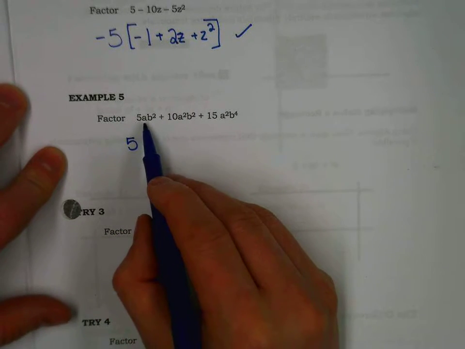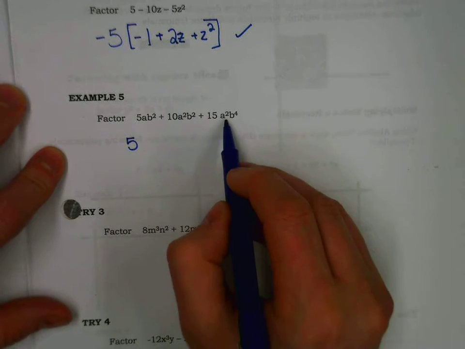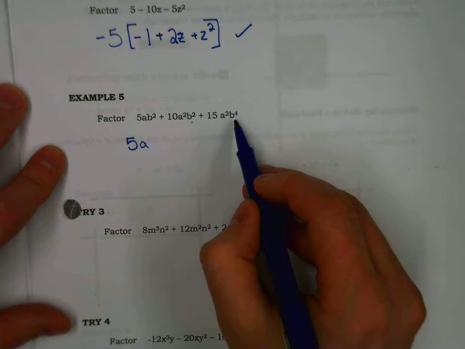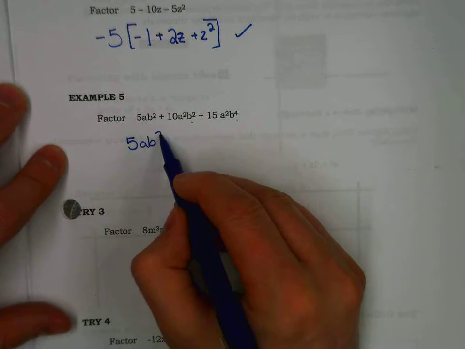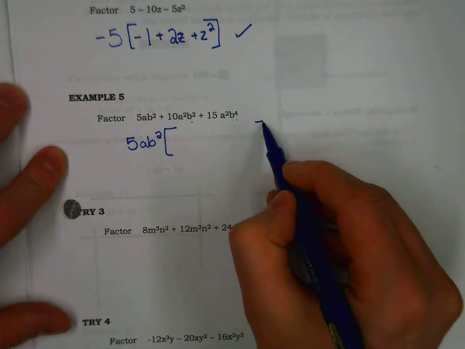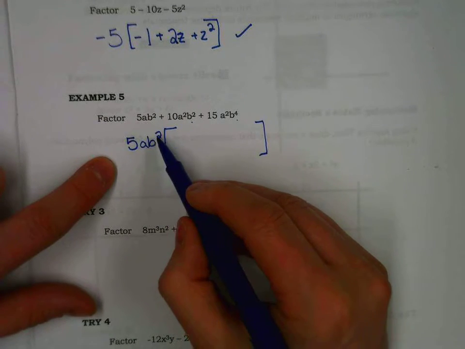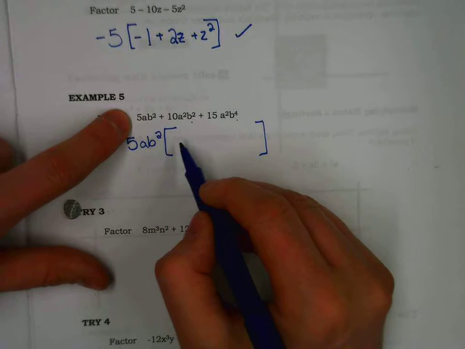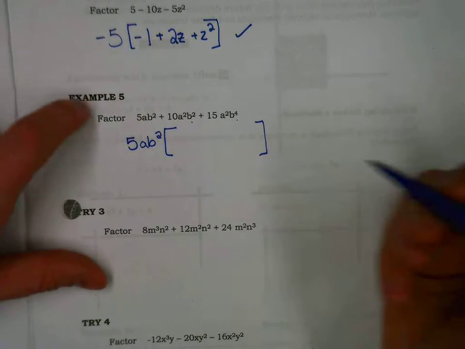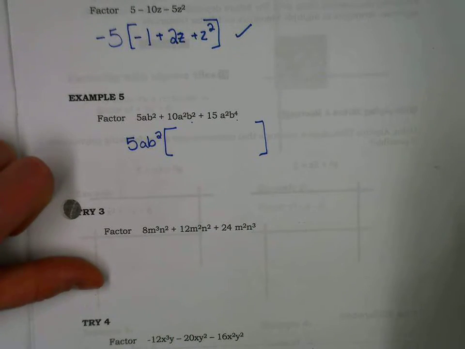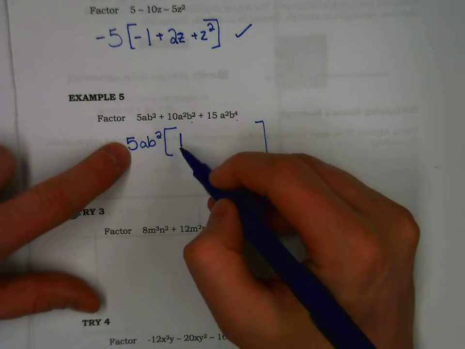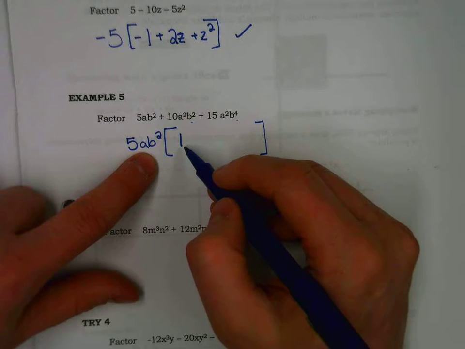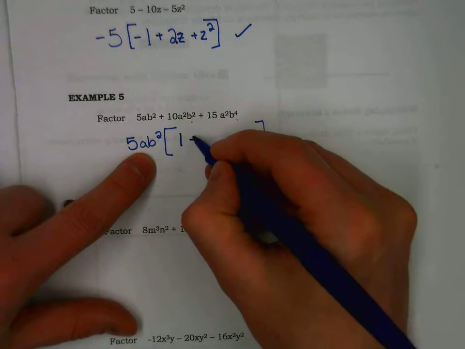For our letters, we've got an a squared, limited by the a, b squared, b to the 4, b squared is the most that can be shared. So as we take out our 5ab squared, we have 5ab squared times what makes 5ab squared? Interesting. That's a 1. 5 times 1 makes 5, a times 1 makes a, b squared times 1 makes b squared. That 1 is important.